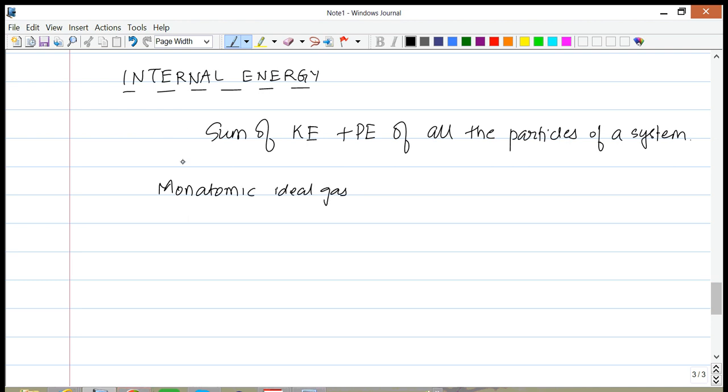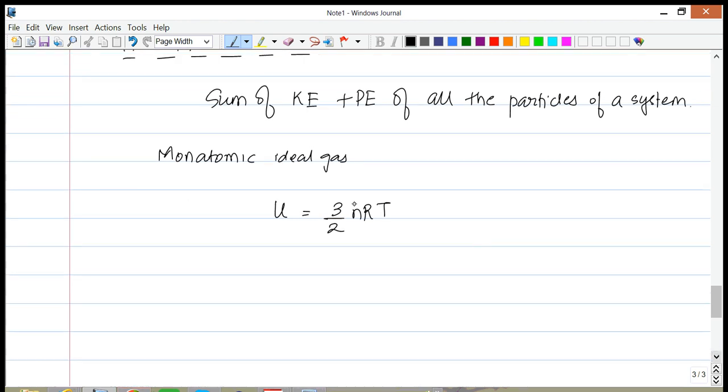if you recall, the internal energy is dependent on the temperature of the gas. It is given by the expression 3/2 nRT. Okay, where T is the temperature in Kelvin, n is the number of moles, and R is the gas constant.